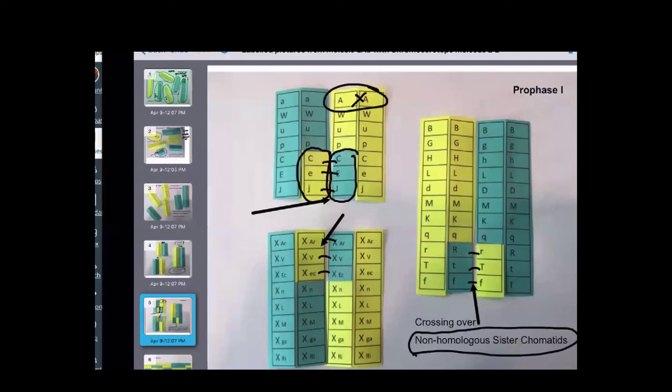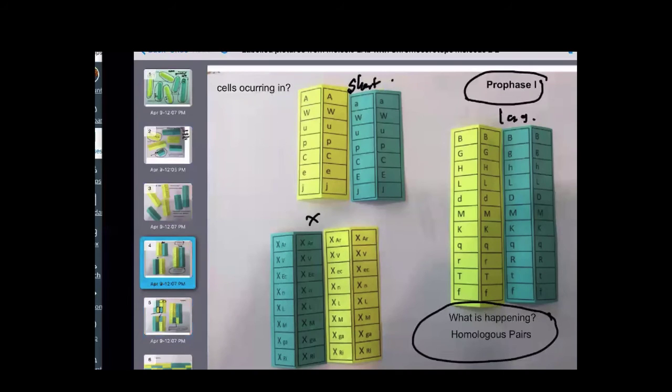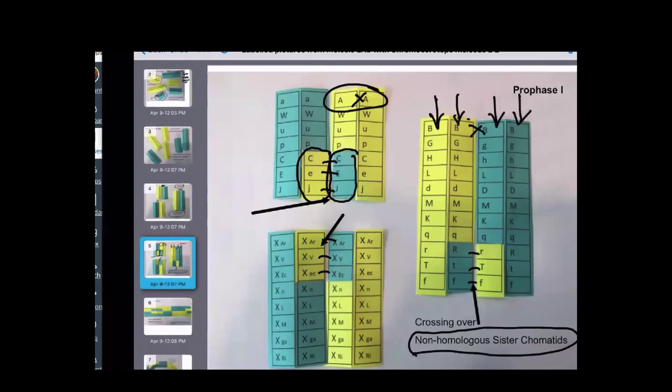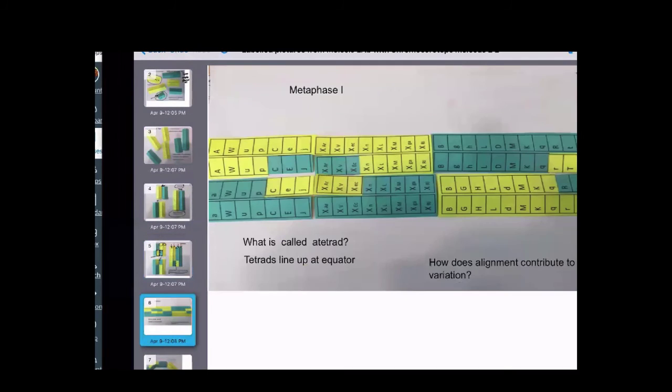So prophase 1, 3 things are happening. You're having lining up of your homologous chromosomes, and then you're having crossing over between non-homologous sister chromatids. So this one and this one would be sister chromatids. This one and this one would be identical, but then you cross over between the maternal and the paternal chromosome. So color coding makes it nice and easy to see.